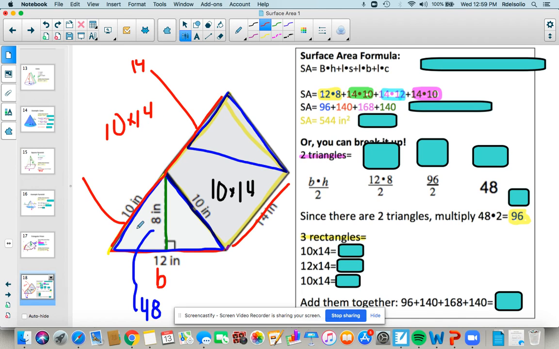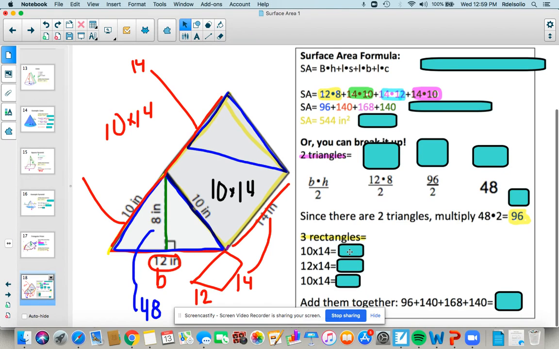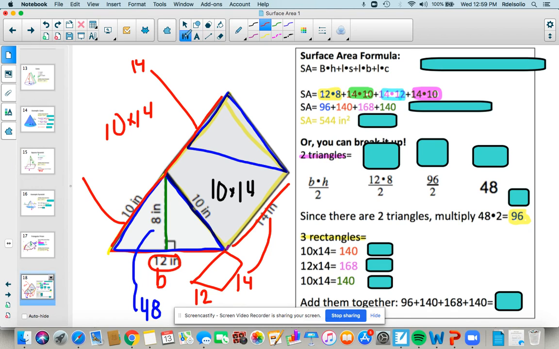Then the other rectangle is on the bottom, so it's the base. We know we have 12, because I got the 12 from right here, and then we know the side here is 14. So we have another one that is 12 by 14. To find the areas of the rectangles, we need to do 10 times 14, which is 140, 12 times 14, which is 168, and 10 times 14, which is 140. Then we need to add those together.